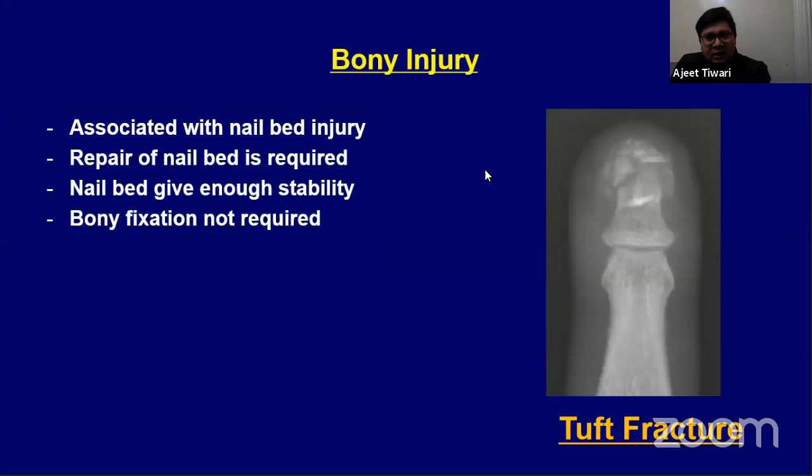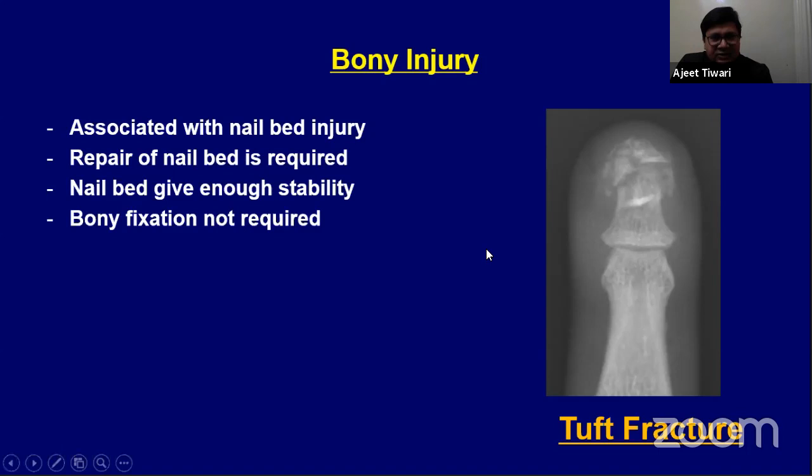The bony injury is basically a tuft fracture. This kind of tuft fracture is always associated with nail bed injuries. So the important thing is that once you repair the nail bed, they generally don't need stabilization by putting in wires, or any kind of bony fixation.